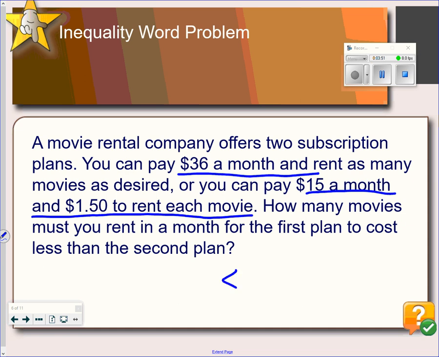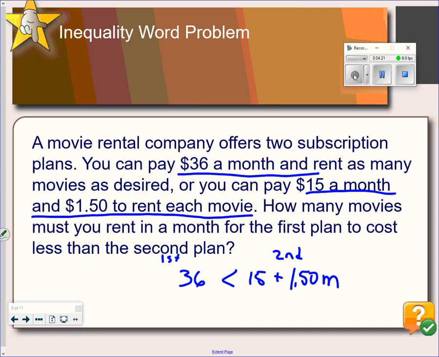So this will be our first plan over here, second plan over here. We want the first plan to cost less. And we're paying $36 a month, so let's just write $36. That's what we pay. In the second plan, you pay $15 a month, but then you also have to still pay $1.50 per movie. So there's our inequality, which we can then solve.